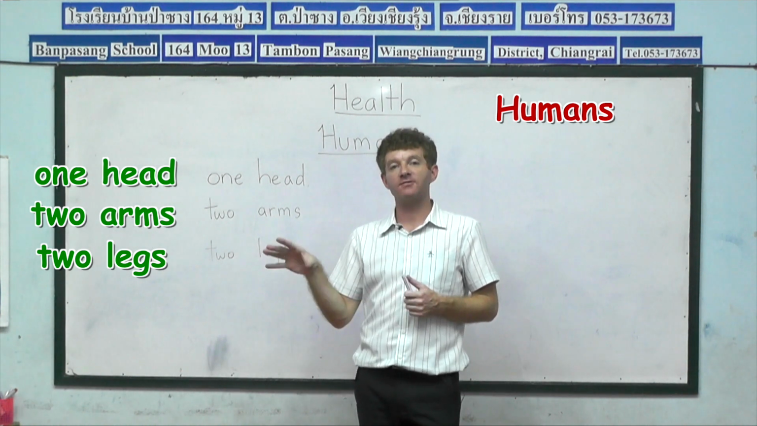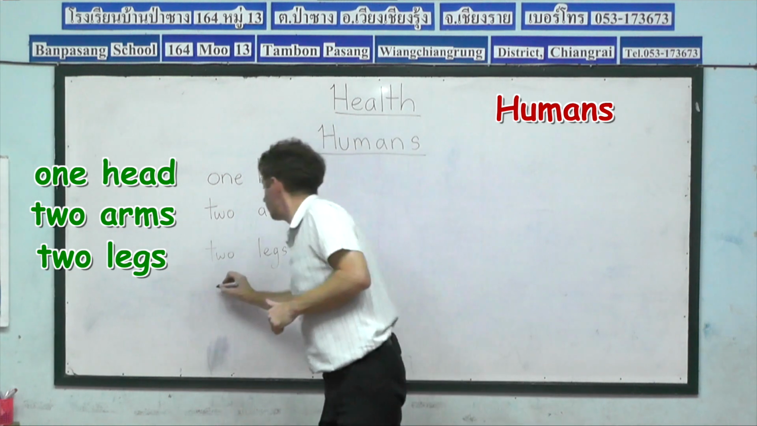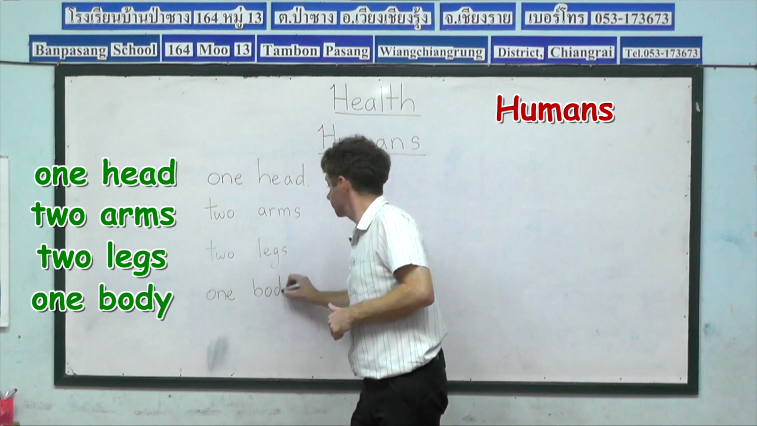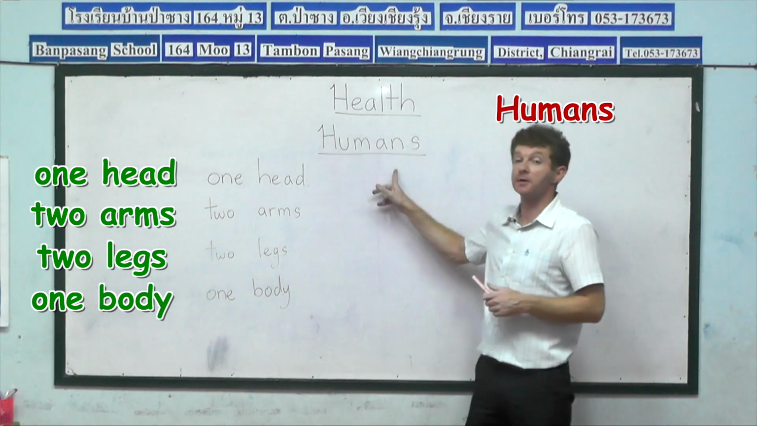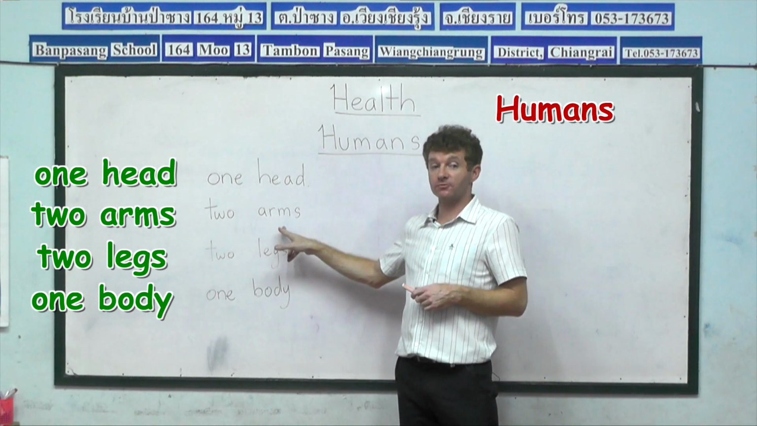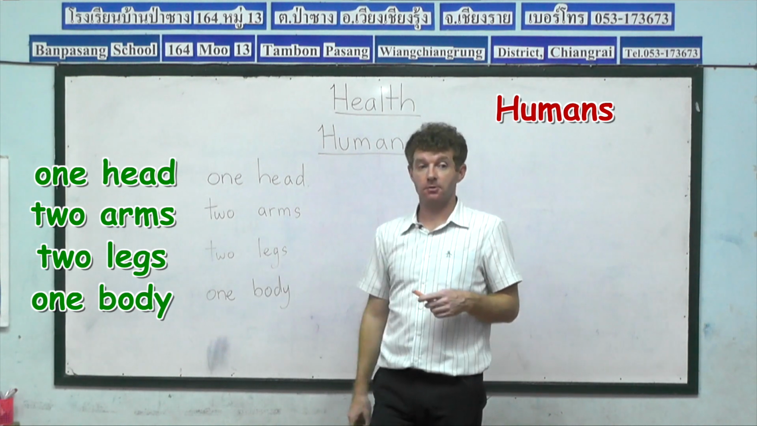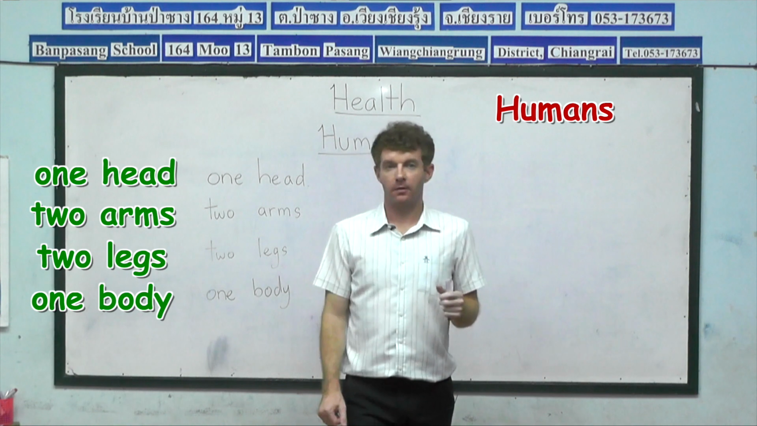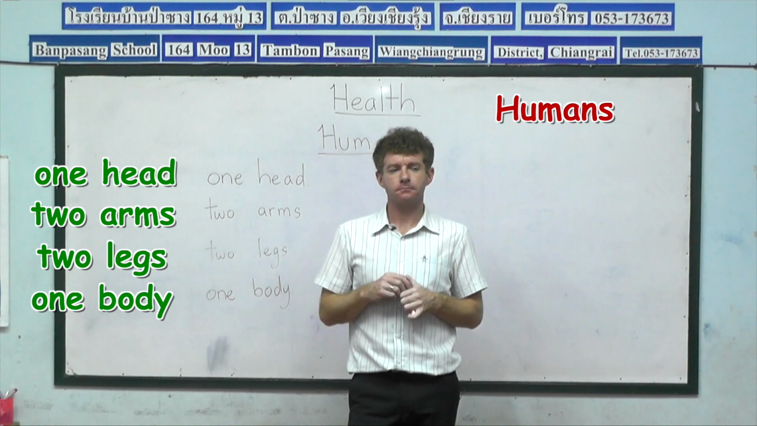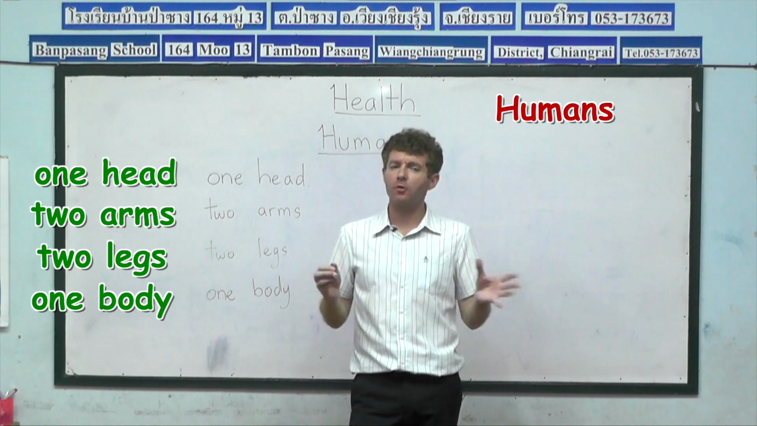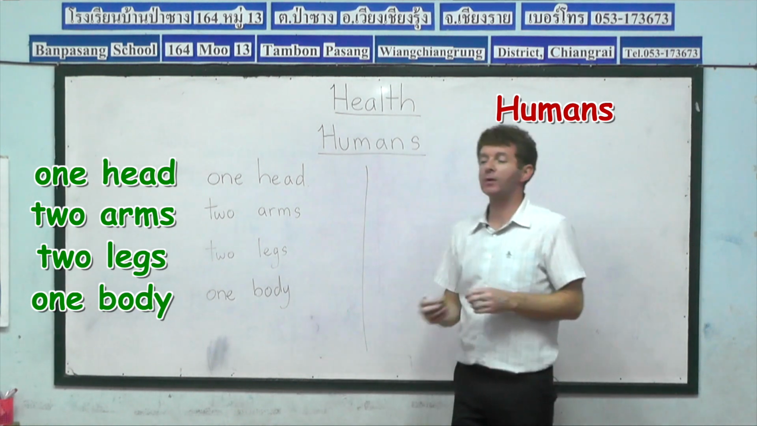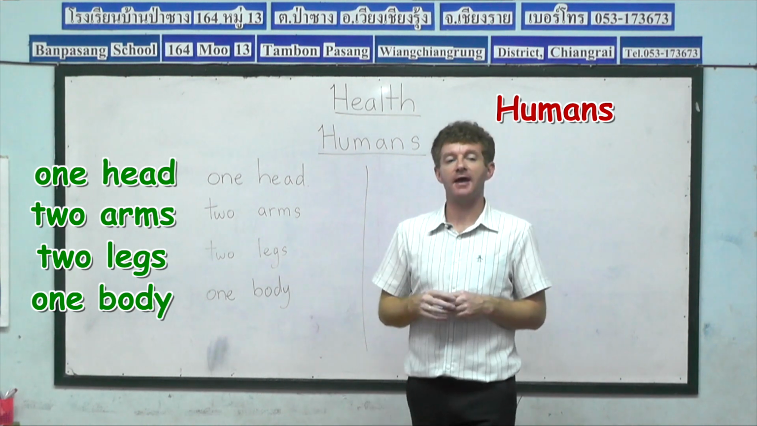So these are characteristics that we all have in common. Let me write one body. O-N-E, and then body. So all together, guys, humans have one head, two arms, two legs, and one body. These are characteristics that we all share. But do we all look the same? Are we all identical, or do we look different? Yes, we look different sometimes. In what way do we look different? How are we different, guys?